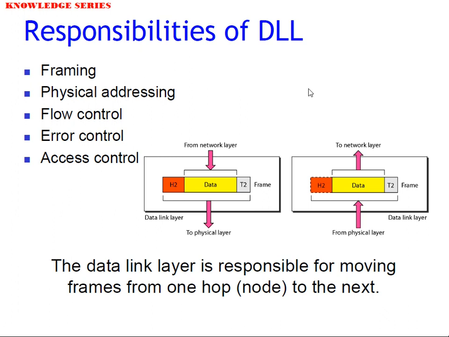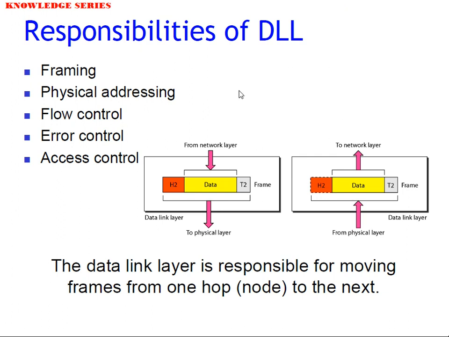So there should be methods like time division multiplexing or CSMA/CD or polling methods. All these methods are basically used as access control methods. So that is what we see in the data link layer.